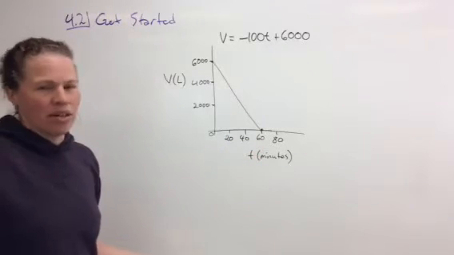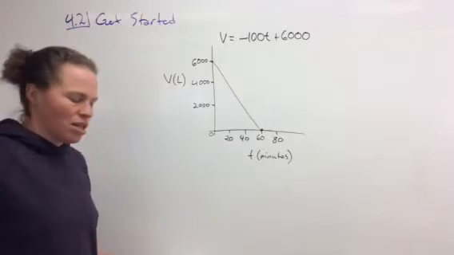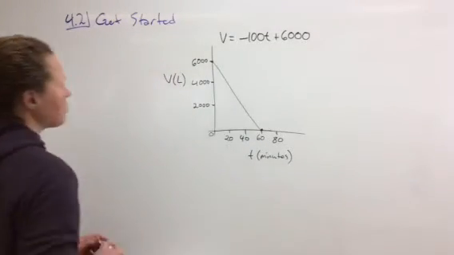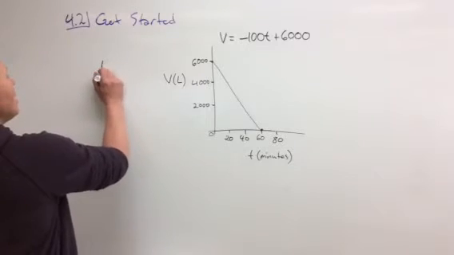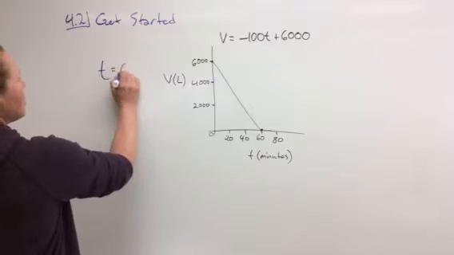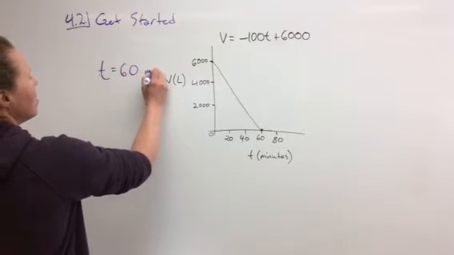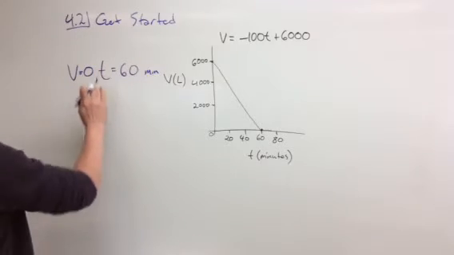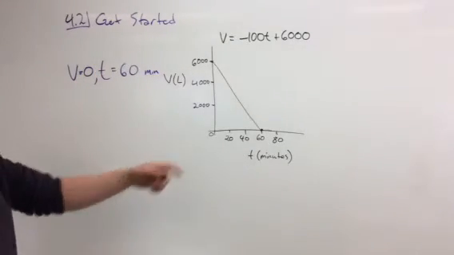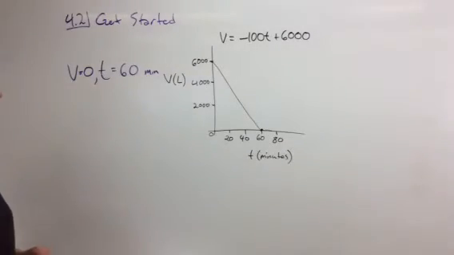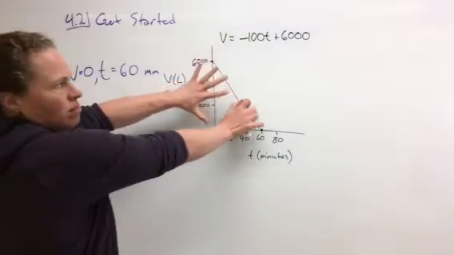So when we look at the graph, it's ridiculously easy to see that the time t equals 60 minutes when the volume equals 0. So volume is 0, t is 60. There's the point, right? Then they say, well, what if you didn't have the graph?